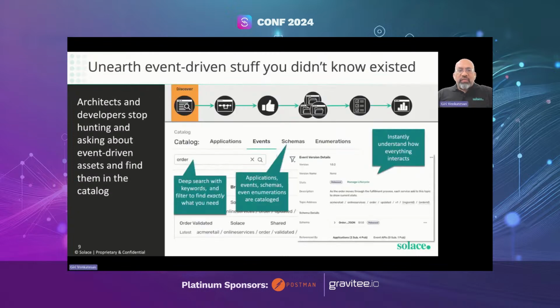Unearth the event-driven stuff that you didn't know existed. Basically, Event Portal catalogs all the assets of your event-driven architecture in one place. And once the assets are found, you can instantly understand how everything interacts, what applications are in use today, what is the data format that's put in place for this event, and how to access the events. That is your discoverability, right?